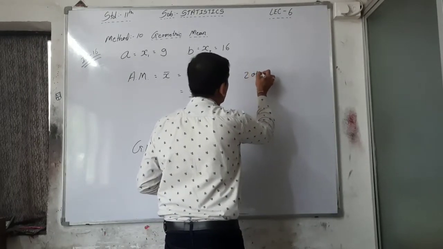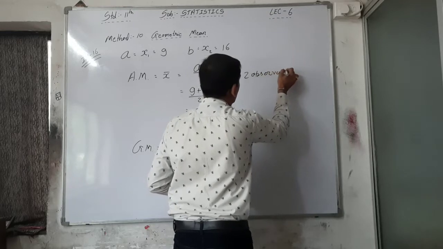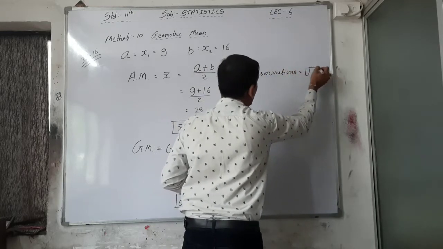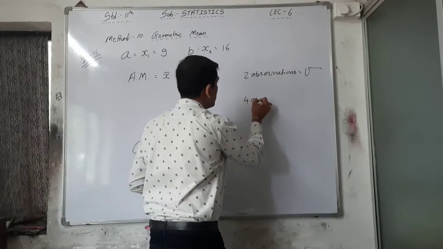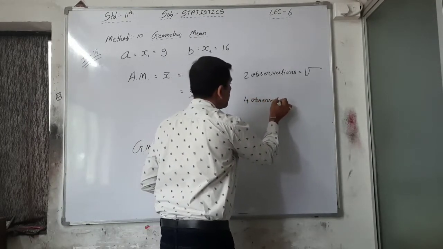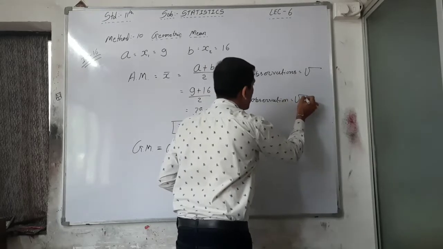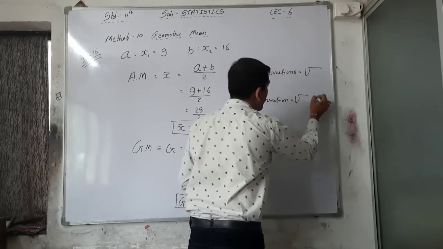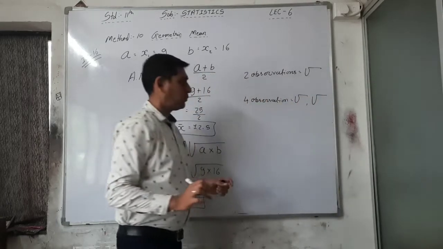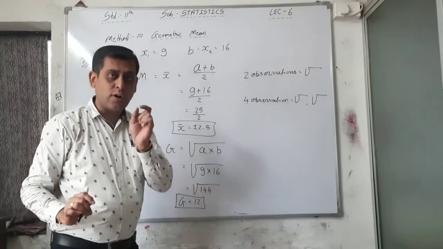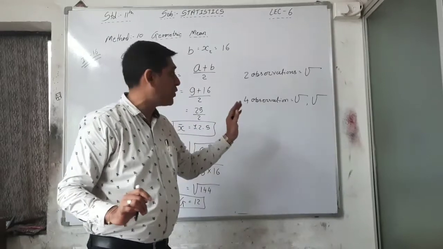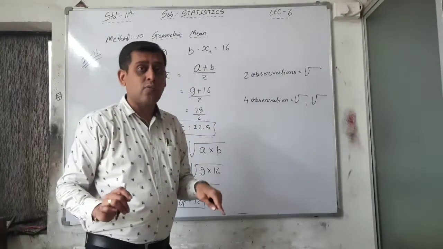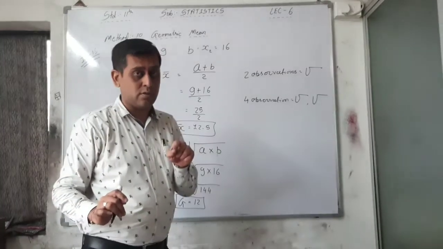2 observations, then only 1 square root. 4 observations, then square root and again square root. You have to first find the multiplication of all the observations, take the square root, and then again find the square root of the answer.